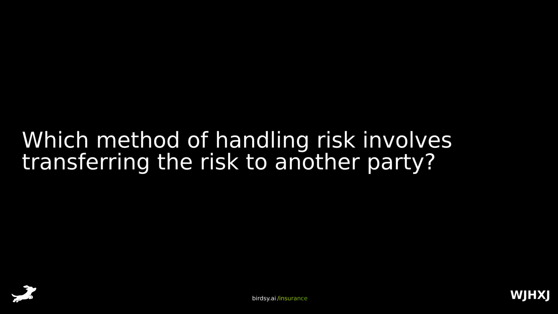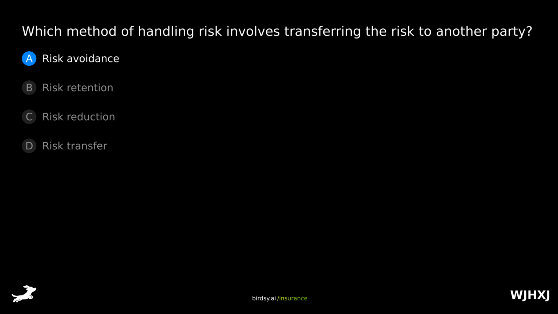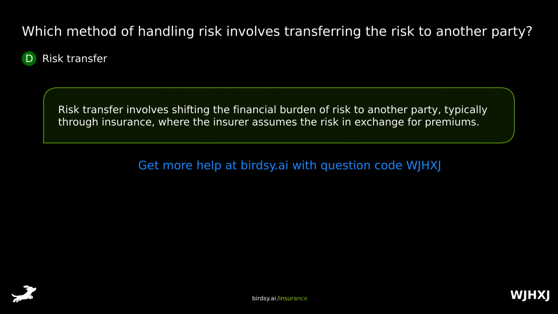Which method of handling risk involves transferring the risk to another party? Is it A, risk avoidance, B, risk retention, C, risk reduction, or D, risk transfer? The answer is D, risk transfer. Risk transfer involves shifting the financial burden of risk to another party, typically through insurance, where the insurer assumes the risk in exchange for premiums.